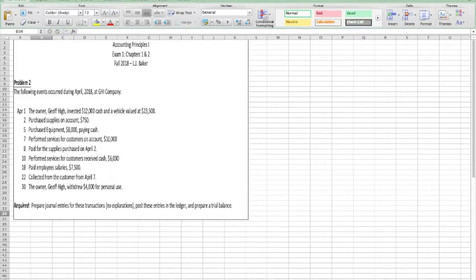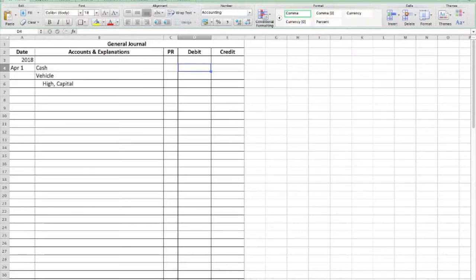So a debit to cash, a debit to vehicle, and a credit to High, Capital. Let me just grab those numbers. So it was 12,000 and 23,500. That means the credit to capital would just be the sum of those 2 numbers. Remember, our total debits always have to balance out with our total credits. Alright, we're not going to worry about recording explanations with these journal entries.